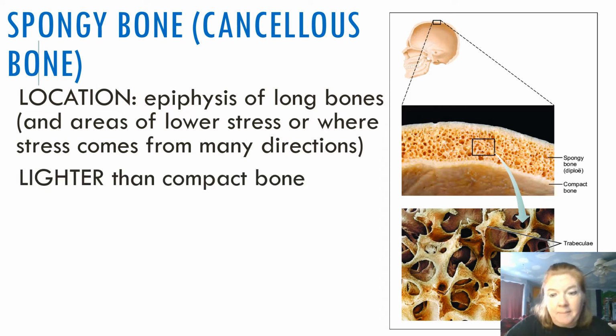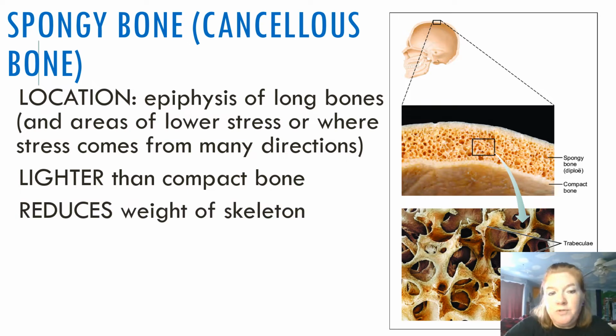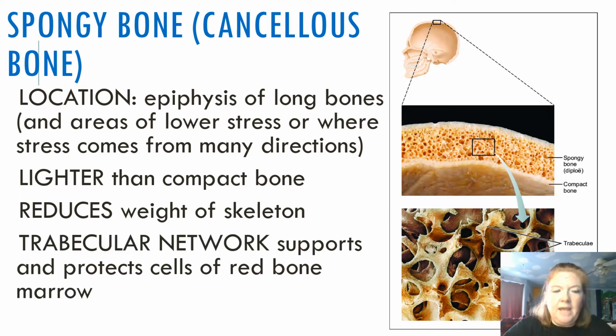It's lighter than compact bone. So it reduces the weight of our skeleton so that we're not lugging around big, giant, heavy bones. So we actually are able to move. And it has a trabecular network. So sometimes it's even called trabecular bone. And that's all those little holes and grooves you see.